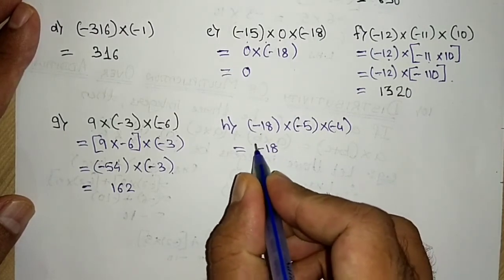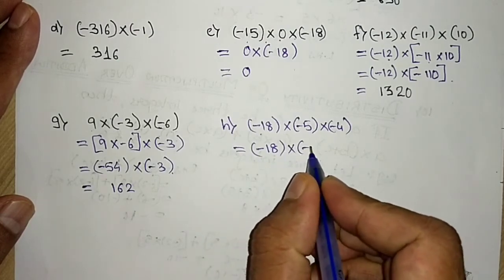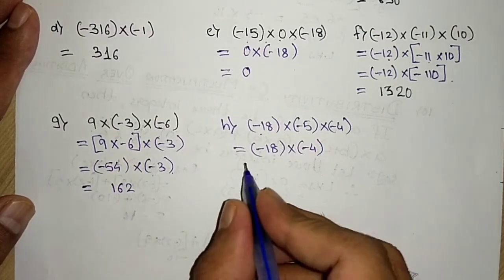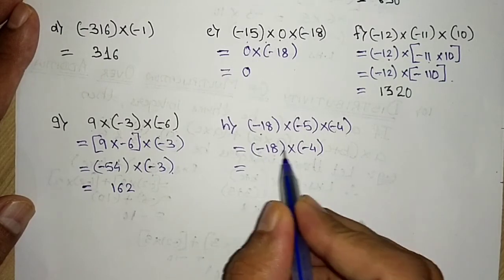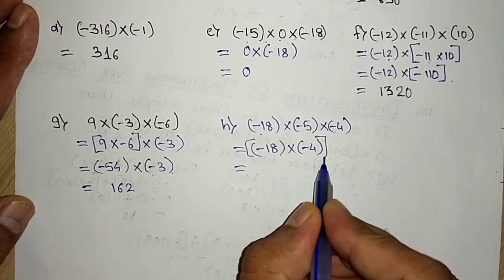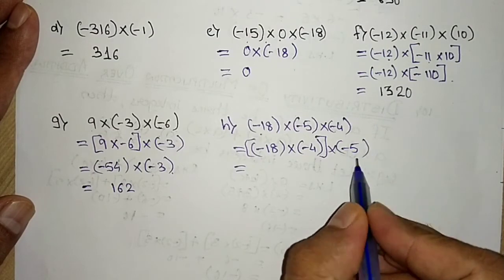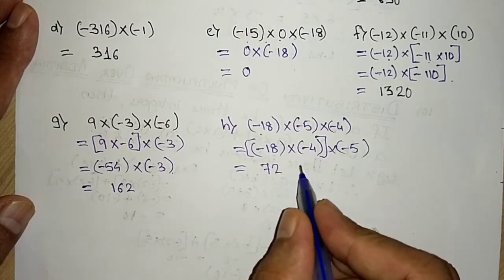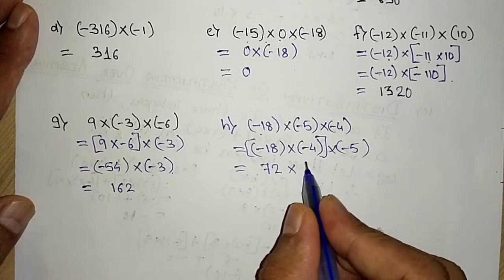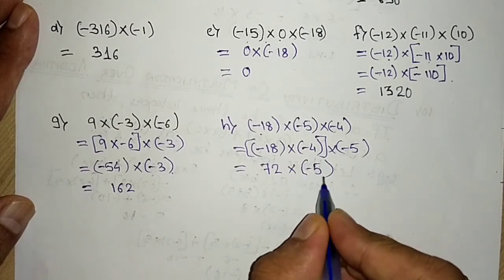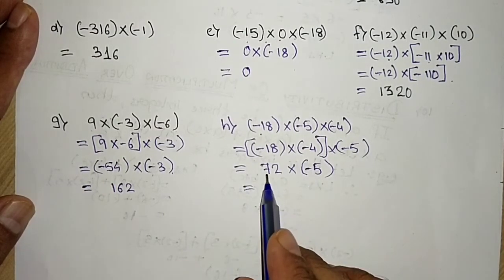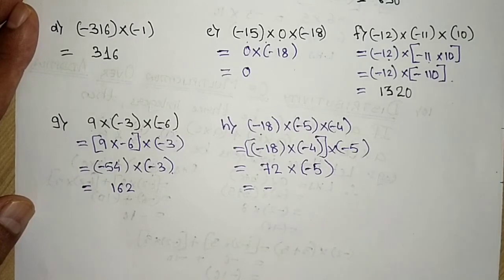Minus 18 multiply by minus 4. 18 2s are 36 and 18 4s are 72, students. Since it is 2 negatives, it will become plus. So 72, but in plus. Now I will multiply it with minus 5. So 1 negative, 1 positive, final answer will be negative.